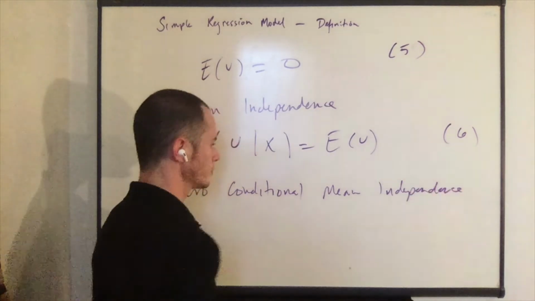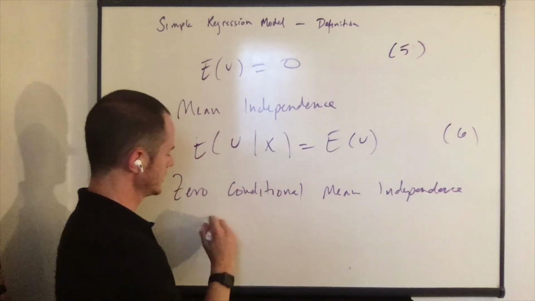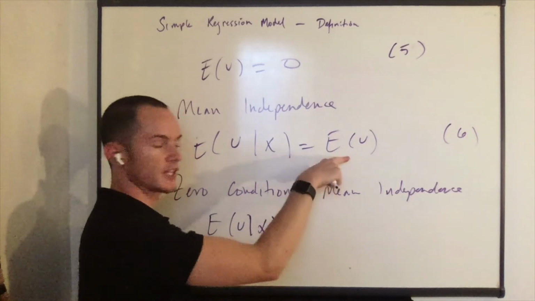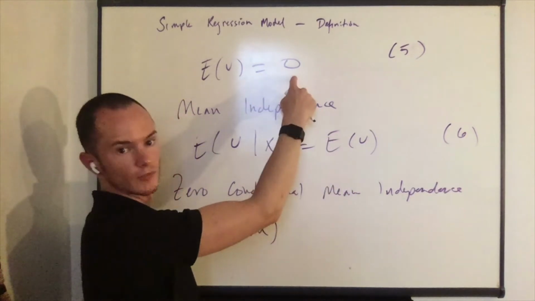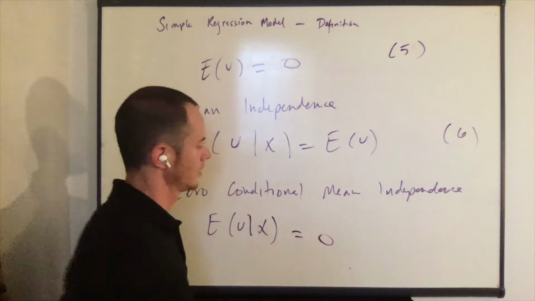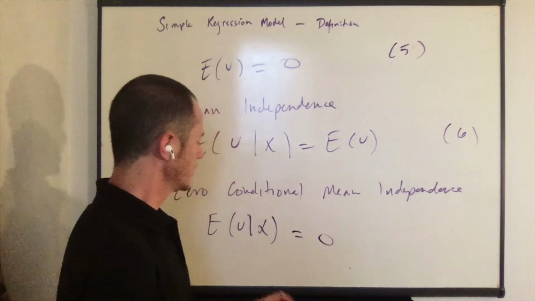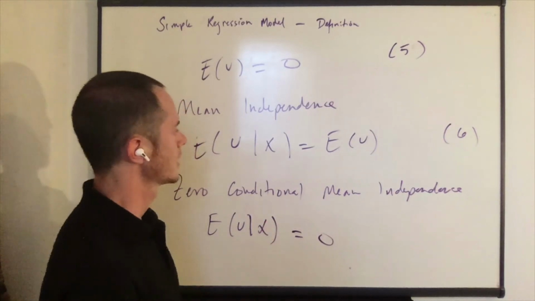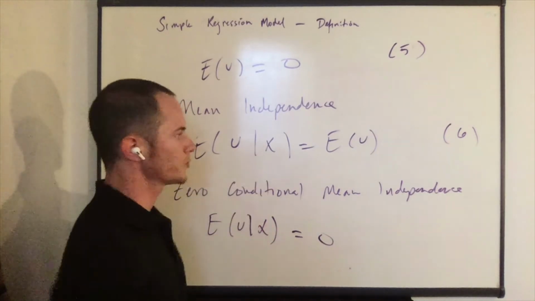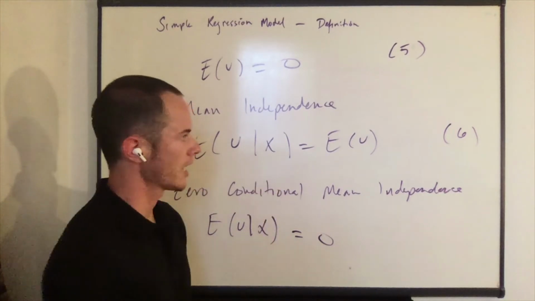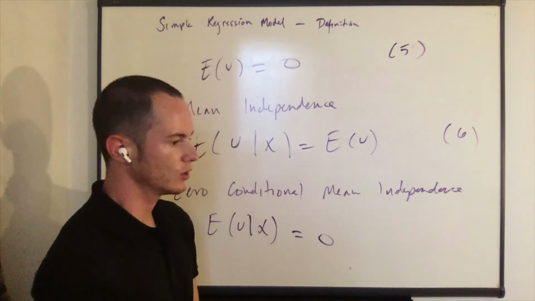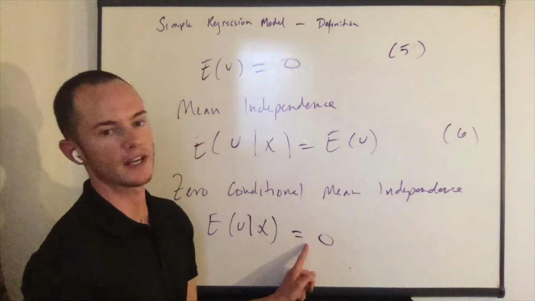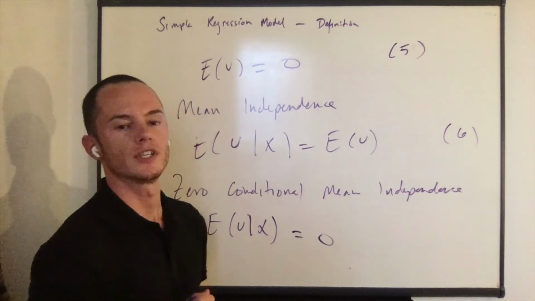Now this is an assumption. We are assuming that this holds. That is, that the expected value of u given x is equal to the expected value of u, which is equal to 0. All right, so the mean of u is 0, and that holds when we condition that on x. So whether you look at different slices of the domain of x, you're still going to see that the mean of u is going to be 0.